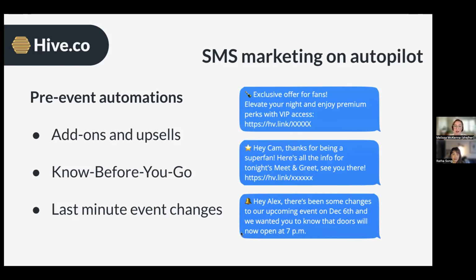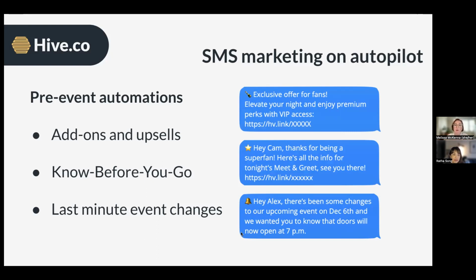SMS automations are also great for sending know before you go information. That is anything that your event goers may need to know before they arrive at the show. That's everything from when the doors are opening, to where they could park, to what they can or cannot bring into your venue for the event. It's making sure that they don't have any questions. And again, since it's being sent to their phone, they're likely going to have their phone on them when they attend your event. So it's going to be right there in their pocket.